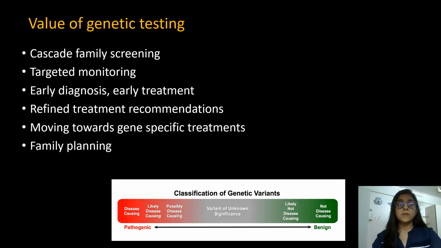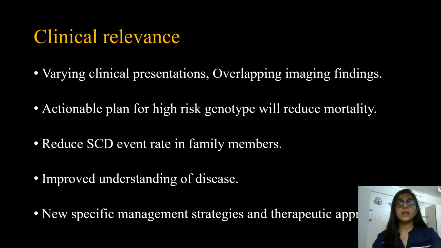So this study mainly aims at the value of genetic testing. We should do cascade family screening and targeted monitoring, which will help in early diagnosis and early treatment, which will also refine the treatment recommendations and move forward to gene-specific treatments and family planning. Varying clinical presentations have overlapping imaging findings. We can take an actionable plan for high-risk genotypes that will reduce mortality, reducing sudden cardiac death events in family members, and improve understanding of the disease.